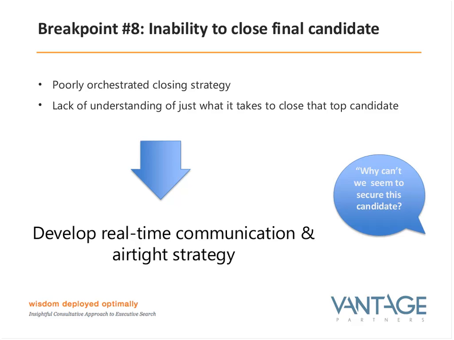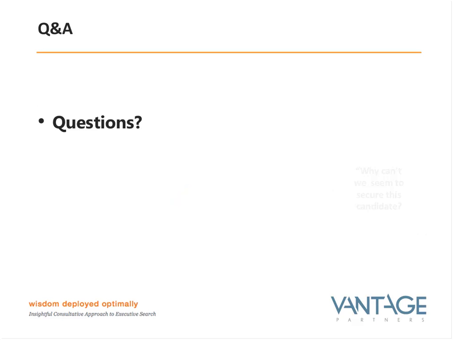To recap, breakpoint number 7, inability to attract top candidates. Build your compelling storyboard up front. And number 8, a poorly orchestrated closing of top candidates. Anticipate next steps and always be pre-closing. So that wraps up this webinar on the 8 breakpoints of executive searches.